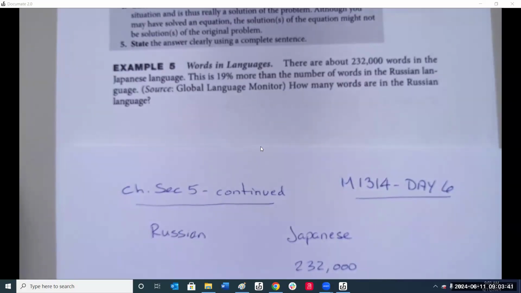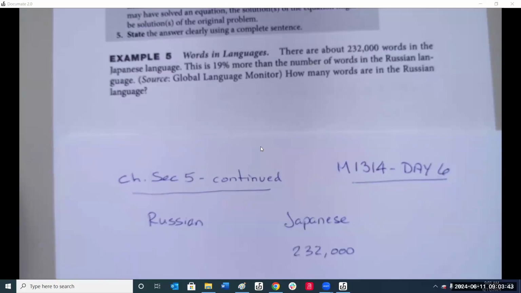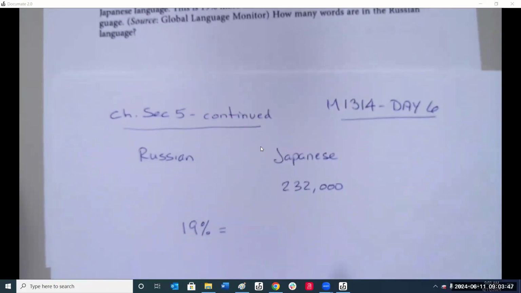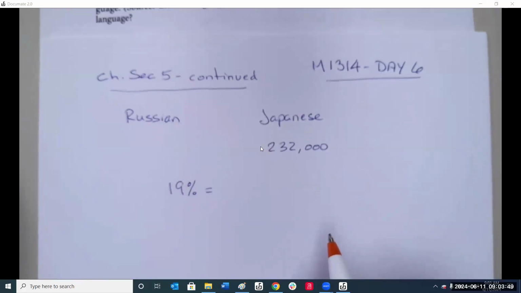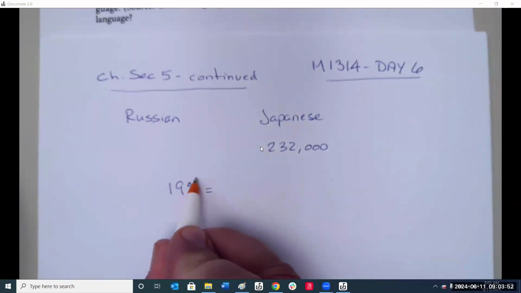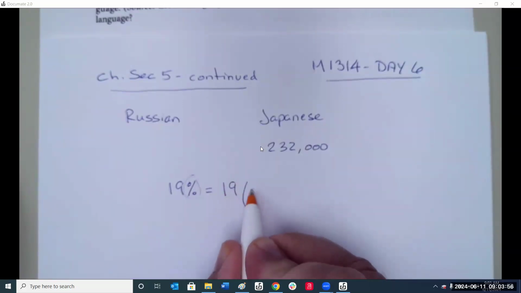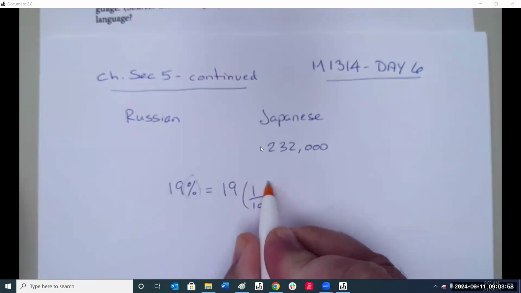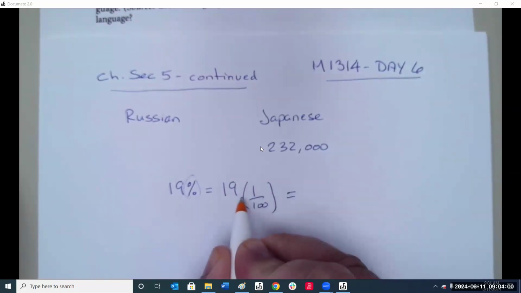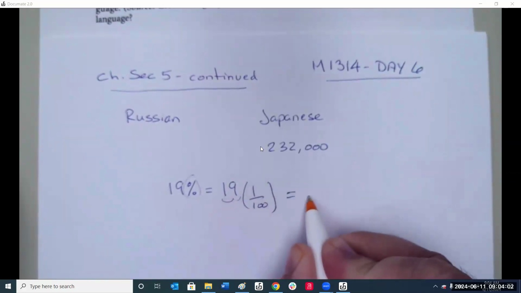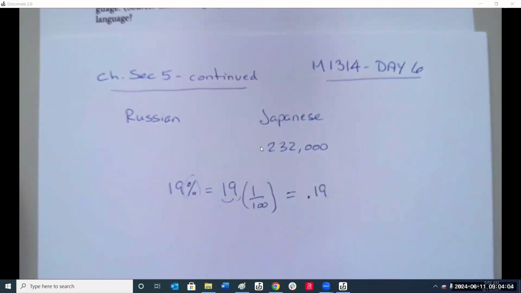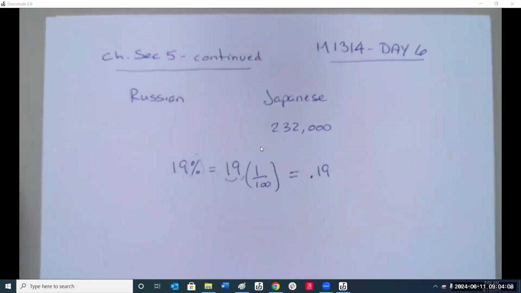Okay, do what first? So we have 19%. So what's going to be in decimal? Yeah, so all this percent symbol means is divide by 100. So that means move the decimal 2 to the left. Okay, so what do we do with that decimal now?